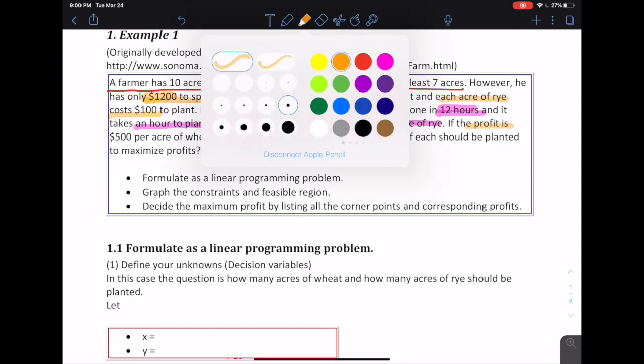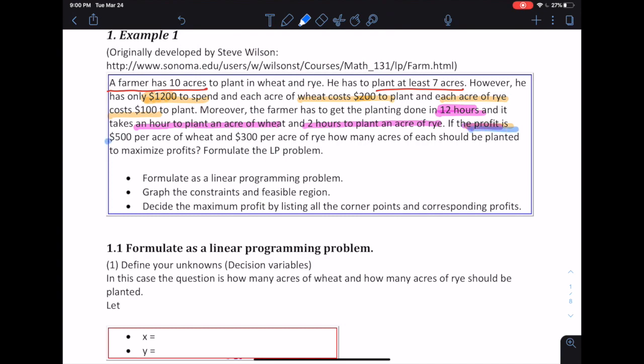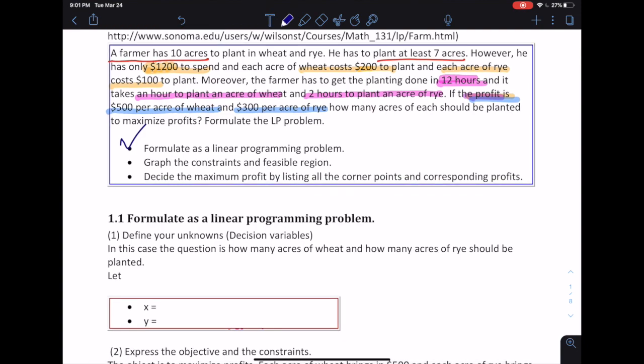So let me use a different color. The profit is $500 per acre of wheat and $300 per acre of rye. So the question is, how many acres of each should be planted to maximize the profit? To solve this problem, we will apply similar approaches. We will formulate this as a linear programming problem, and then we will graph the constraints to find the feasible region. And lastly, we will compare the profit at each corner point to get the maximum profit.